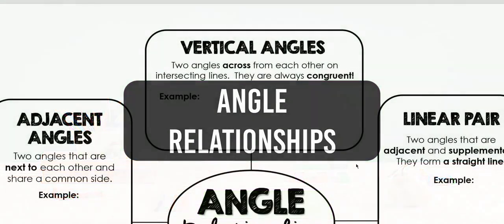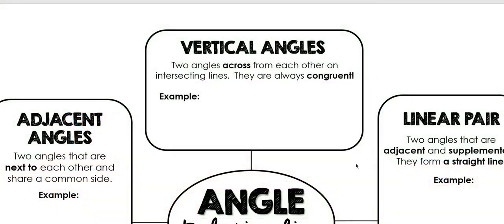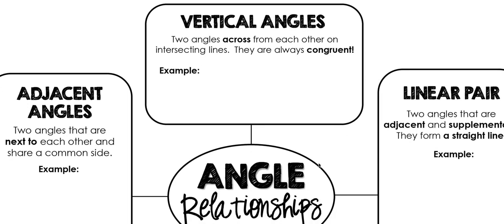So now we're going to look at actual angle relationships that exist amongst angles. First we're going to look at this graphic organizer right here because we're going to break apart what they all are. We're going to start at the top and work our way counterclockwise. Vertical angles are two angles across from each other on intersecting lines.